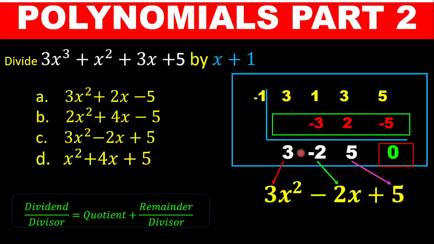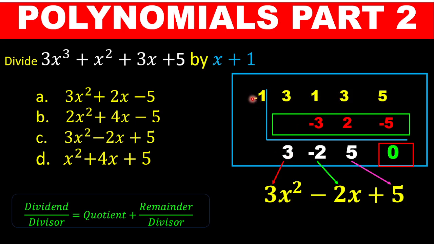Now, whatever number you write down, so this 3, you must always remember any down number will be used to multiply the number you have here. So -1 times 3, that will be -3. And then you are going to write it at the next number on the right hand side. So the next number is 1.